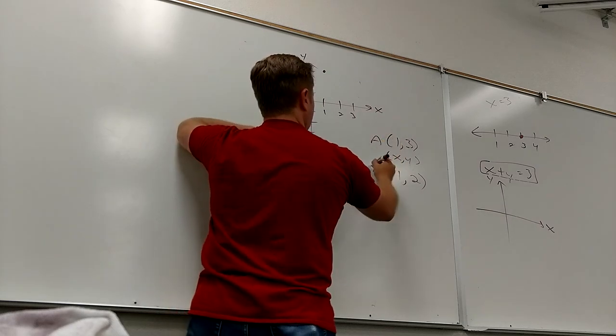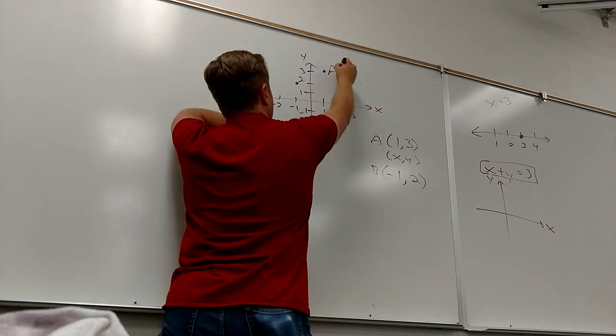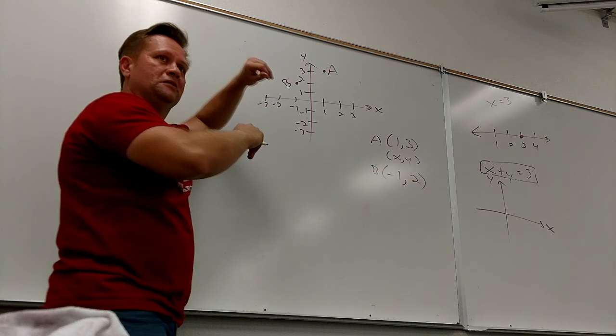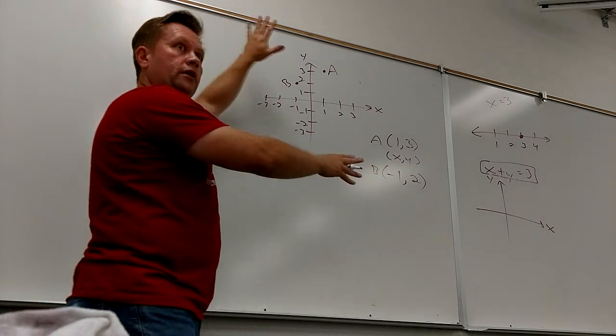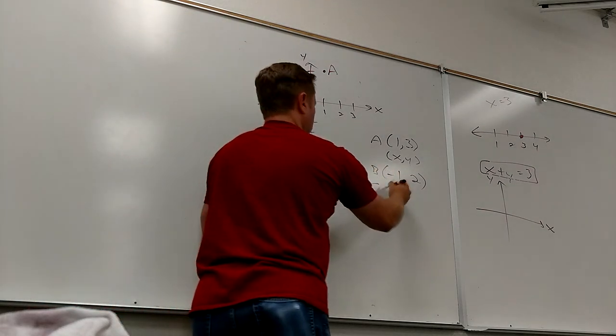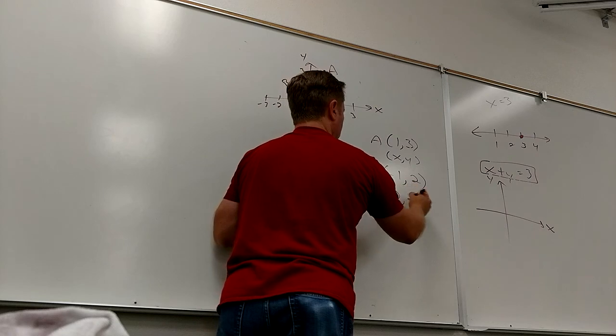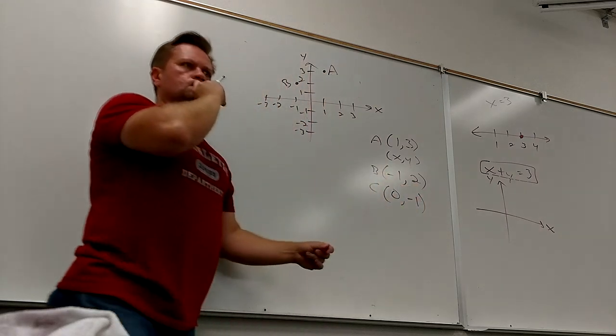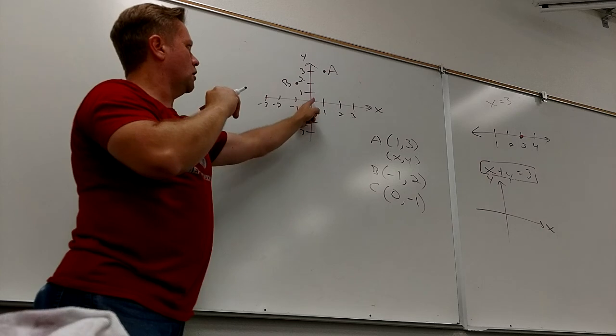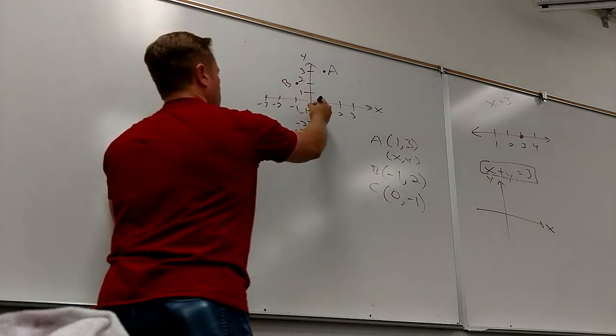So normally I'm going to give it to you like this, so it's easier to grade. Do you see what I mean? You just have a bunch of dots on there. I'm like, oh, which one is which? So what about this one? What about 0, negative 1? Yeah, don't move left and right at all. Down 1.